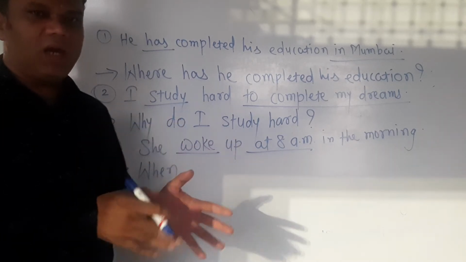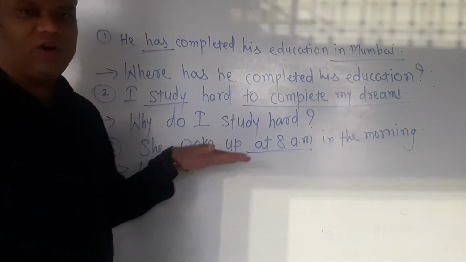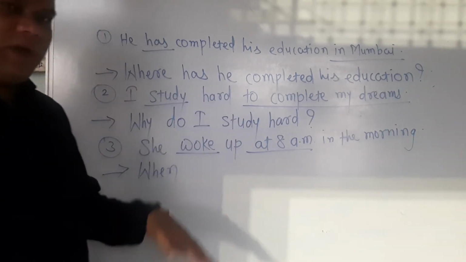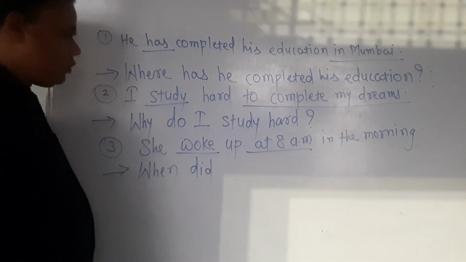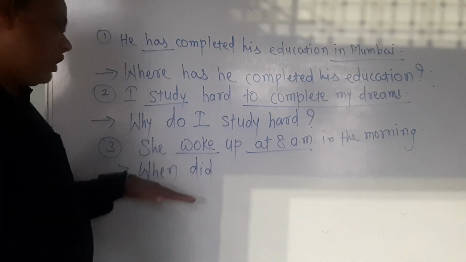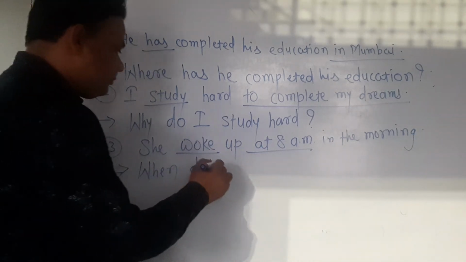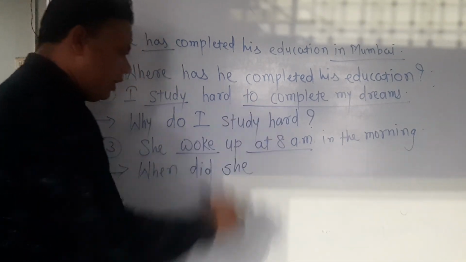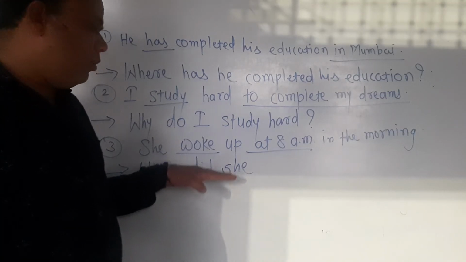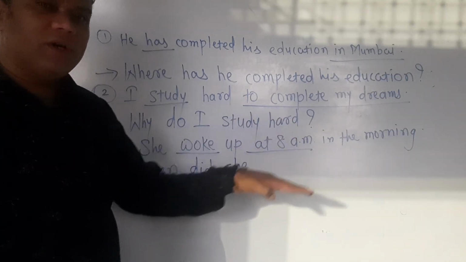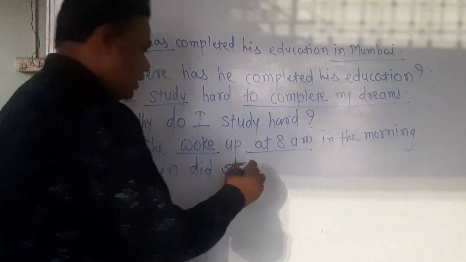Its three forms are like this: wake, woke and woken. So as the main verb is given in the second form, we have to use the helping verb did. Then as per the structure, after using the helping verb, we have to use the subject. When did she? After using do, does or did, the main verb will come in the first form, and the first form of woke is wake.